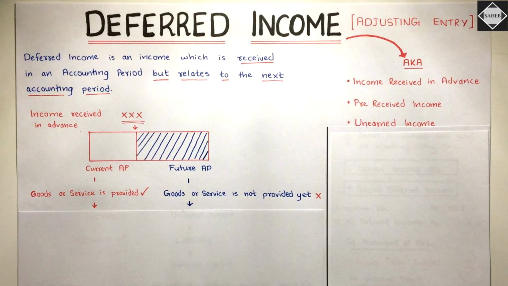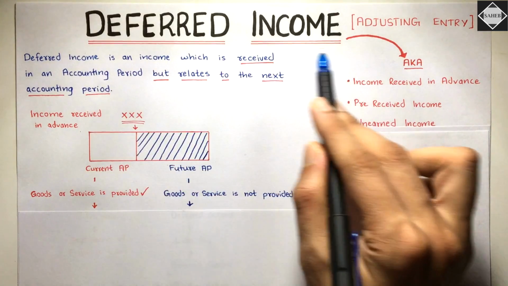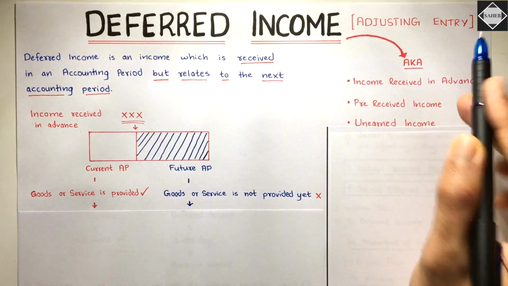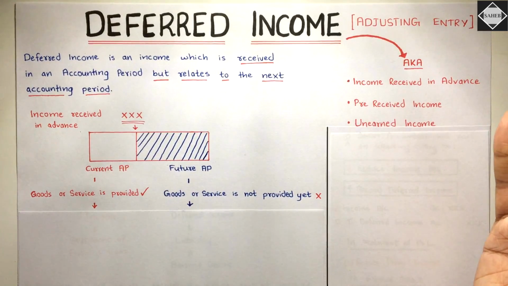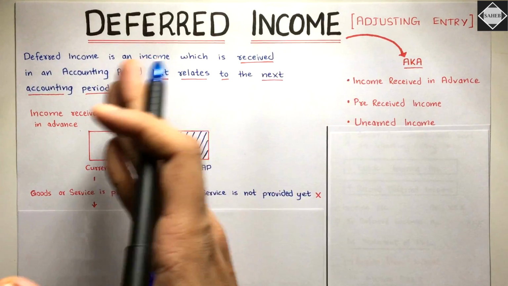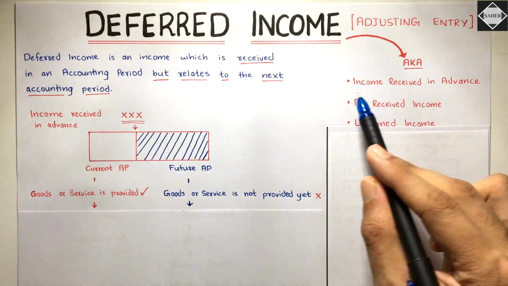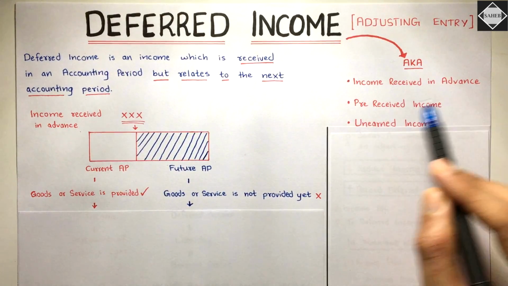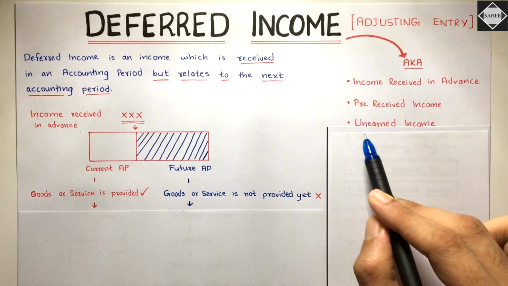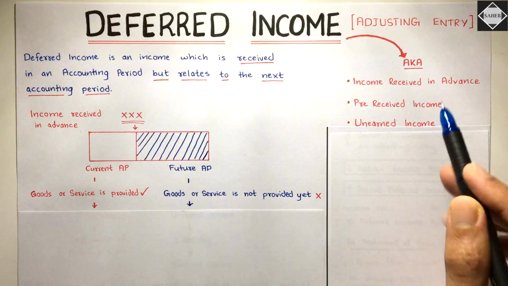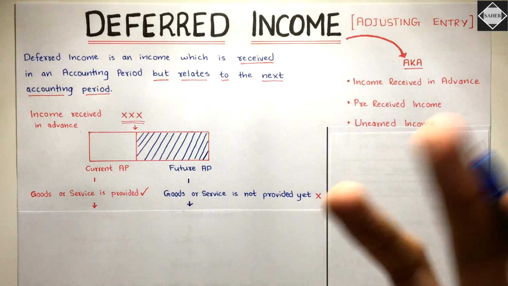Today in this video we are going to talk about deferred income, an adjusting entry that we pass at the end of the accounting period. This deferred income is also known as income received in advance, pre-received income and unearned income. And this falls in the category of prepayments.